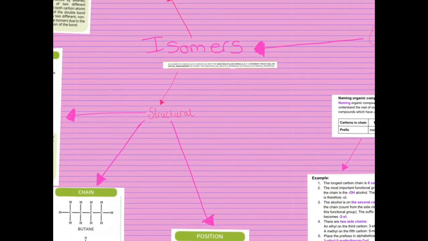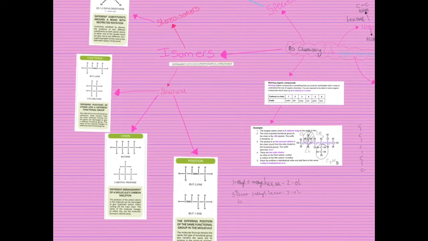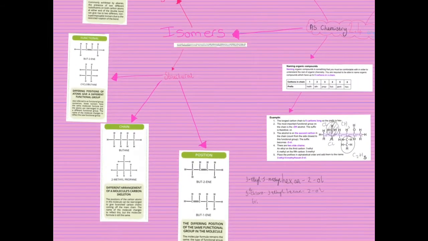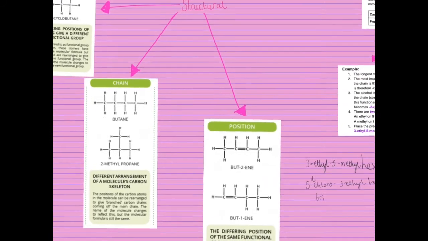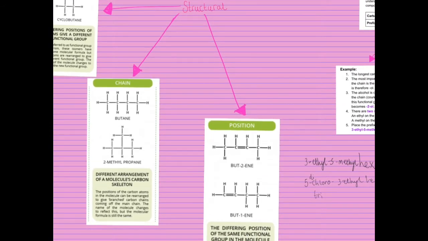Okay, so nice basic ones now. Looking at the chain: chain is just branching them off. Nice and easy. That's mostly the most common and easy isomer you'll come across, okay? So they're arranged differently, which gives a branched chain. The name of the molecule changes to reflect this, but the molecular formula is still the same, okay?